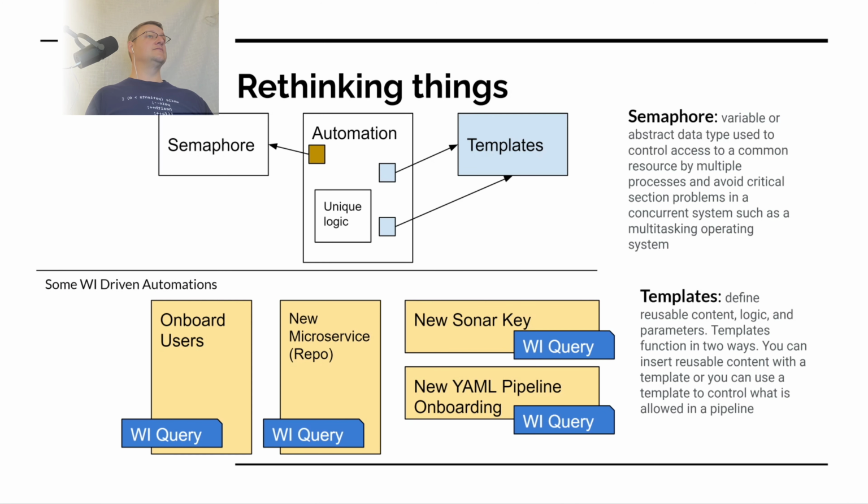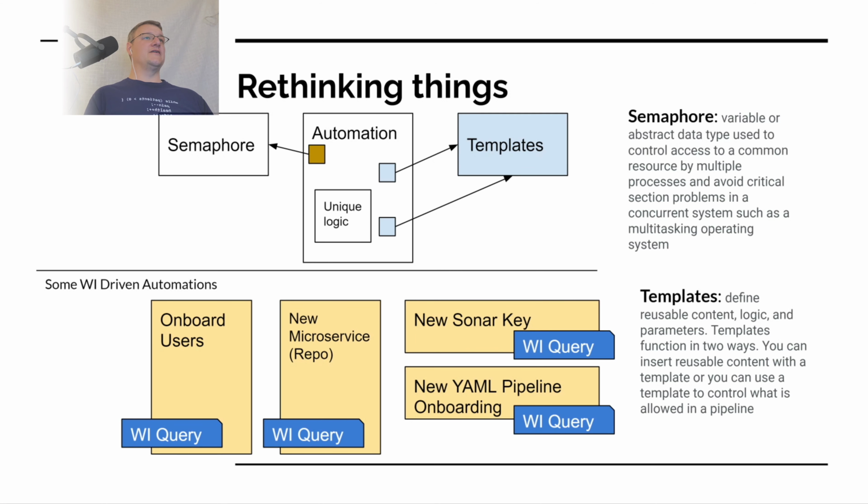So one of the things we did early on was start to rethink some of our work item automations. When we had an automation, we started to use things like a semaphore. A semaphore is a variable or abstract data type where you say, we have a constrained resource and only one person should use it at a time. By implementing a semaphore, it allowed our automations not to step all over each other. We then started to take some of these unique pieces of logic and, like any good programmer, turn them into reusable pieces of code. In YAML pipelines, these are called templates. So we'd have templates for all these repeated pieces of logic in the automation.